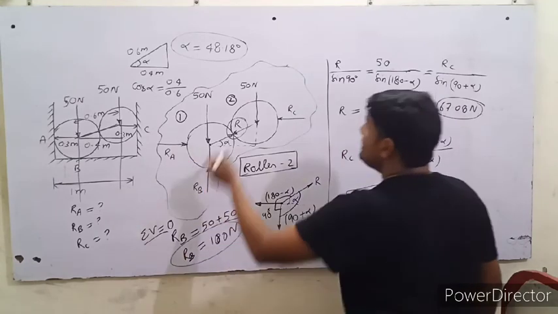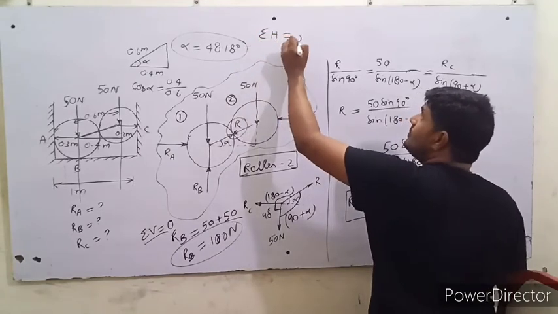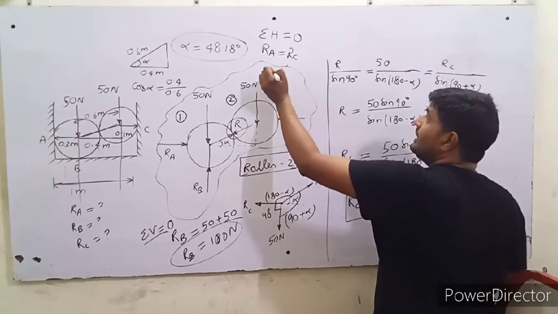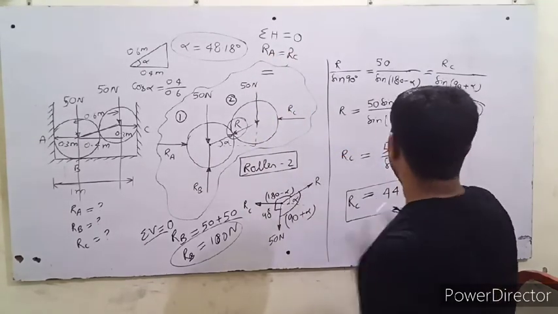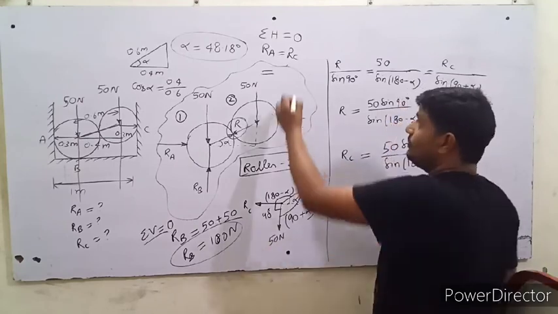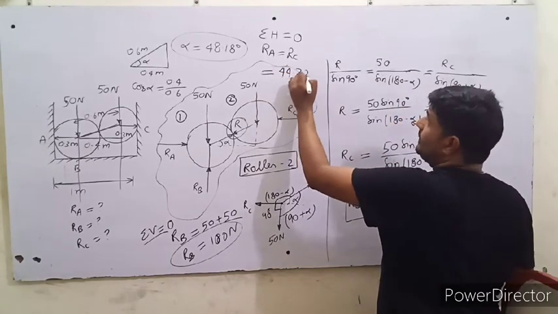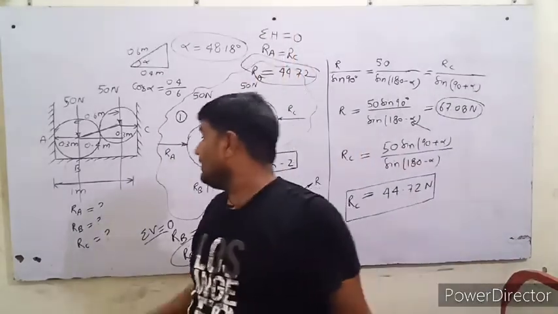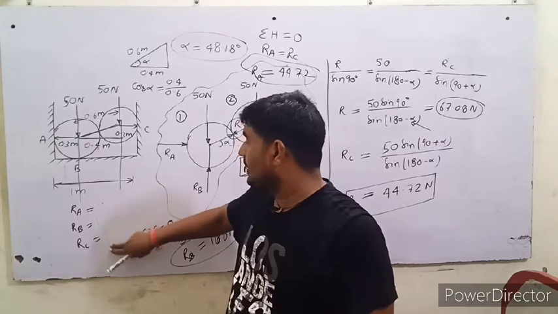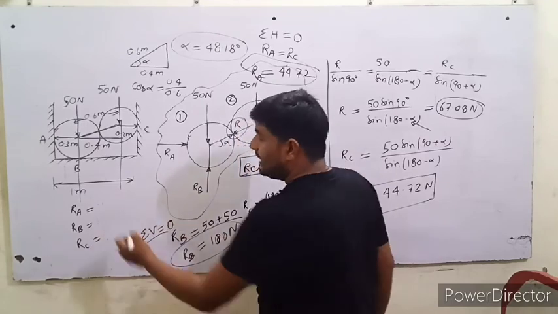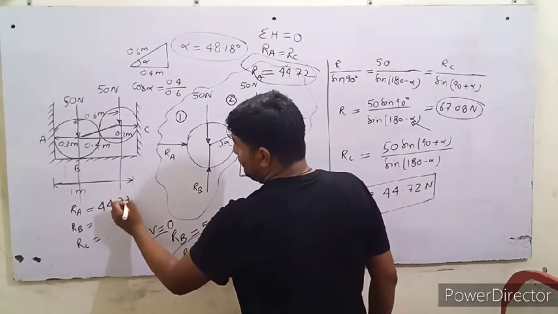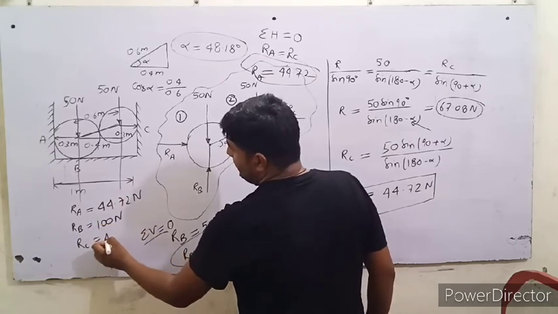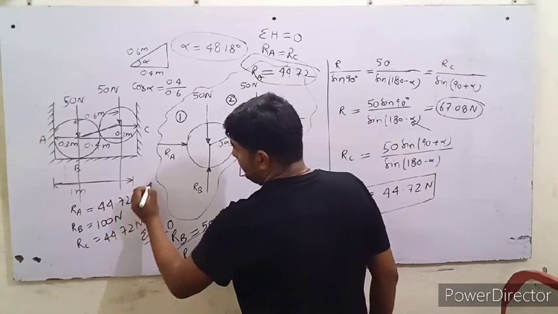And if I consider horizontal zero, that is RA equal to RC, and RC we already calculated. What is this? 44.72. So this is our RA. So our target is clear. We have calculated all three unknowns. That is RA 44.72 Newton, RB 100 Newton, and RC is 44.72 Newton.